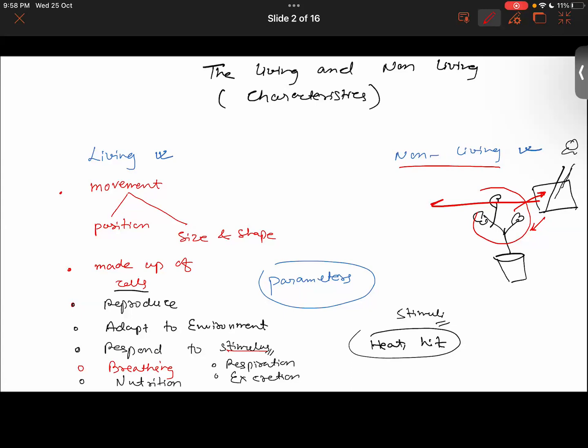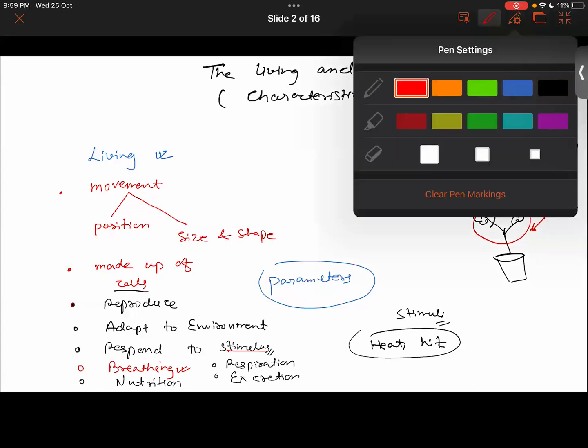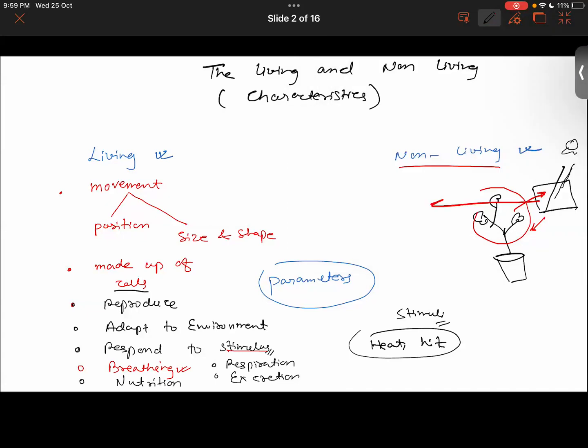Then breathing भी different manners में होती हैं organisms में. Yes, Abu, you were saying something? There is one more thing, that all living things have a lifespan. Exactly. Living organisms have a lifespan also.